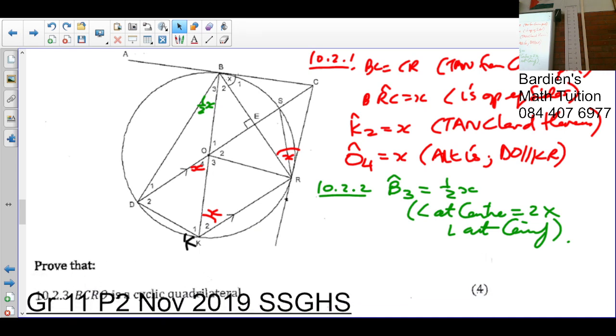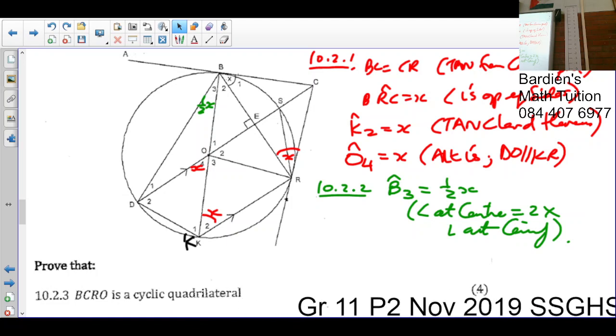The question says prove that BCRO is a cyclic quad. To prove a cyclic quad, it's one of three: angles in the same segment, the converse, exterior angle equal to the interior opposite angle, or opposite angles supplementary.